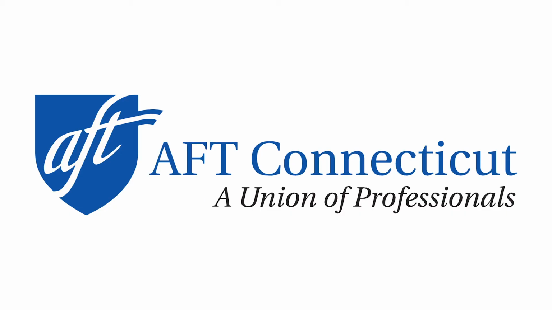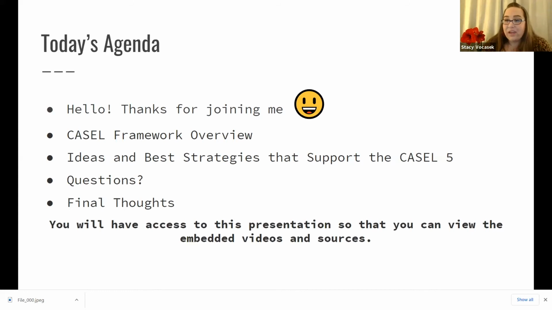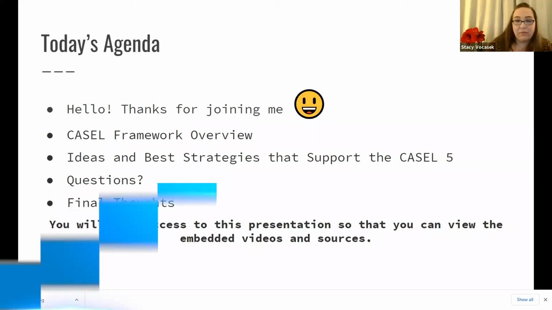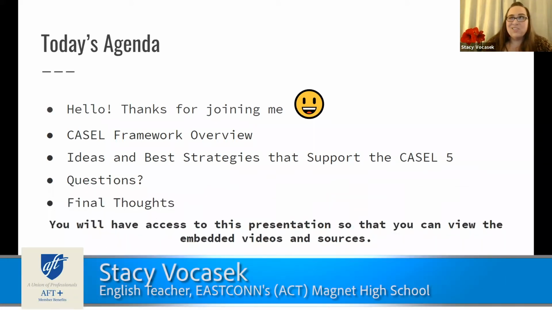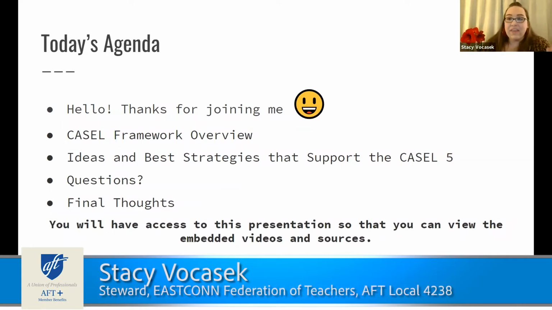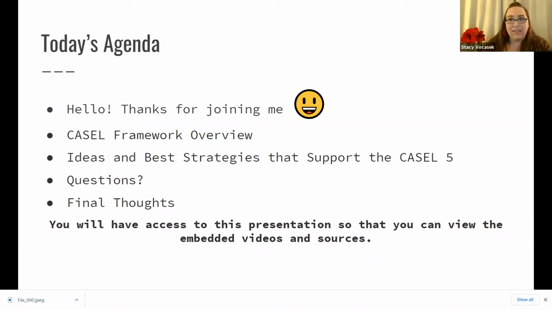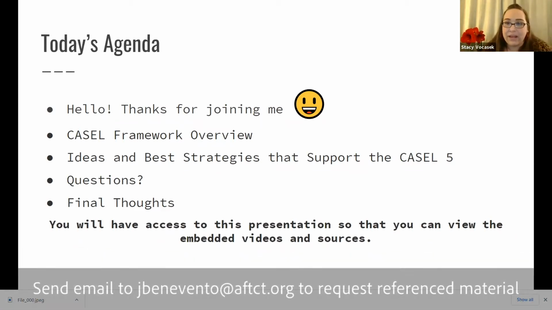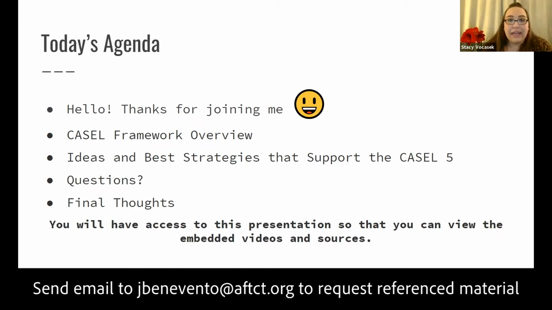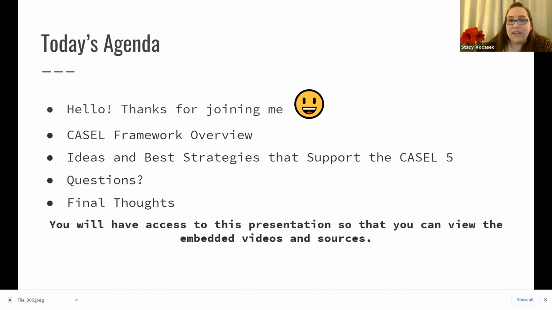So we're going to just quickly look at the CASEL framework. If you don't know what the CASEL framework is, it's the Collaborative for Academic and Social Emotional Learning. I have a link there. It's a document that everybody is using right now for social emotional learning, and it's one that we use a lot in our school. Then I'm going to give you a bunch of ideas and best strategies that support those ideas in the framework, and we'll have some time for questions and final thoughts.